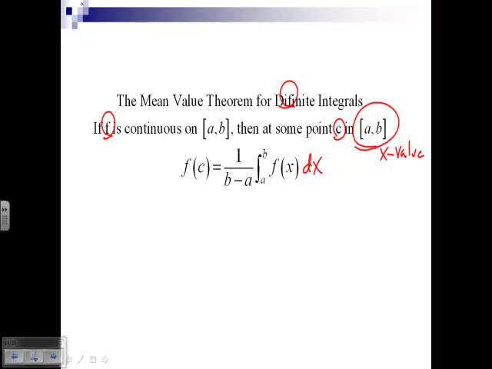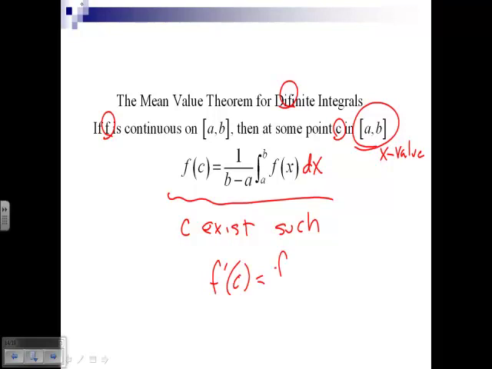And just a reminder, can we compare and contrast this to the mean value theorem for derivatives? C exists such that f prime of c is equal to f of b minus f of a over b minus a. You remember that from a previous slide? Okay. It's just the opposite.